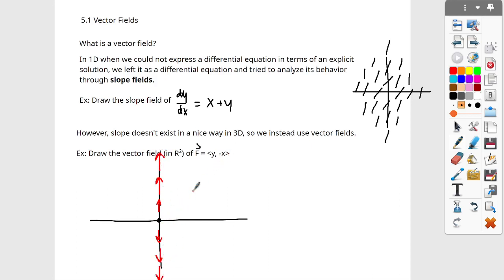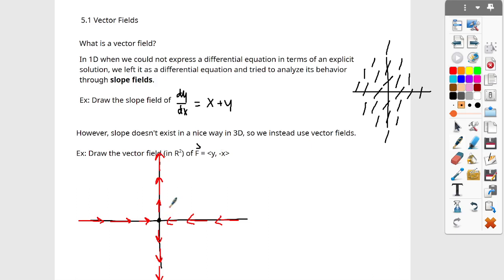What about negative x? Negative x means that we're going to the left every single time. So at 0, that will just be this. And then if we continue going through the x-axis, it will grow bigger and bigger. And sometimes we can't really use size, so what we'd end up using instead is not size but color. Color can be used to indicate vector field strength as well.